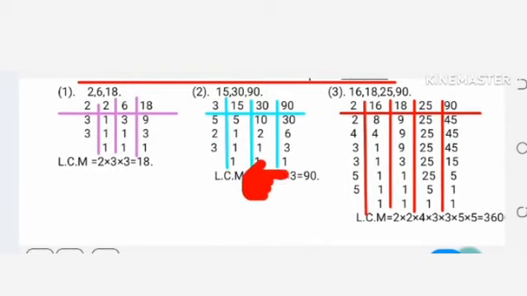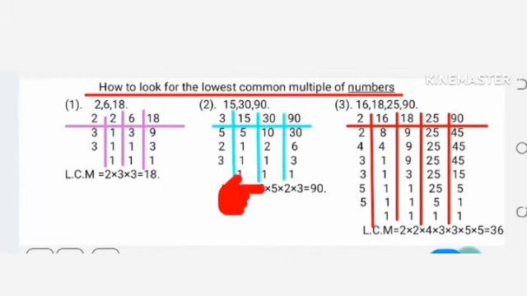You multiply everything together and you're going to have your LCM. So here we are going to have 3 times 5 times 2 times 3, that will give you 90. Now let's go to another example.